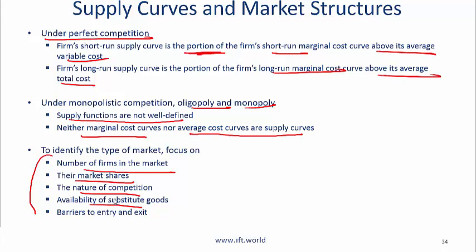The availability of substitute goods. If there are lots of substitutes available, then it is perfect competition. If there are substitutes but there is some differentiation, they are not perfect substitutes, then you are moving towards monopolistic competition. If the barriers to entry and exit are low, then it's on the side of perfect competition. If the barriers are high, then you are more towards oligopoly or even monopoly.